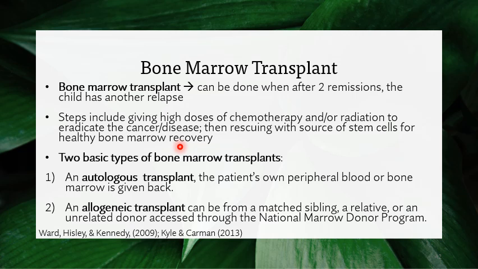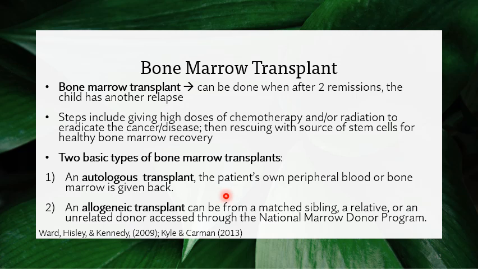There are 2 types of bone marrow transplants. Autologous transplant: the patients already know they will develop leukemia, so they already have their own bone marrow taken before they get sick, and when they're sick it is just injected back. So that's called autologous.